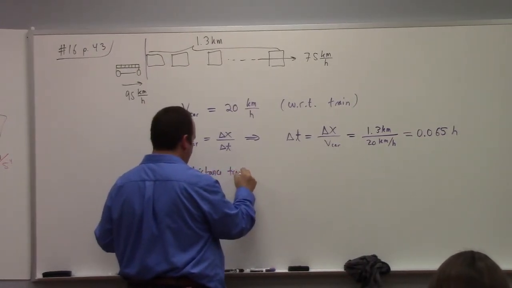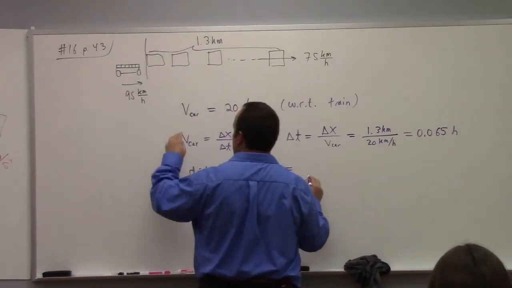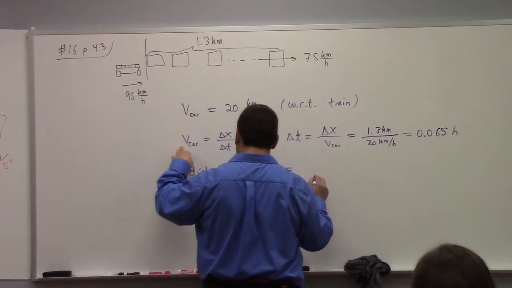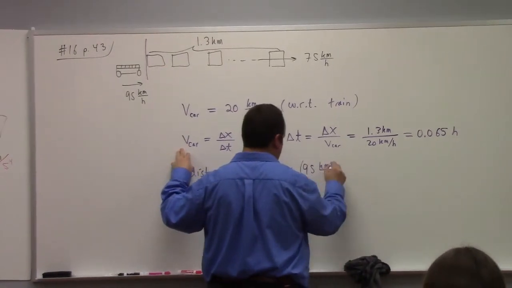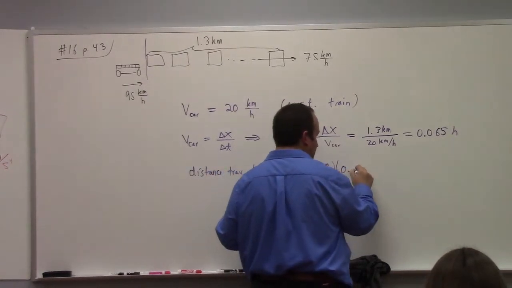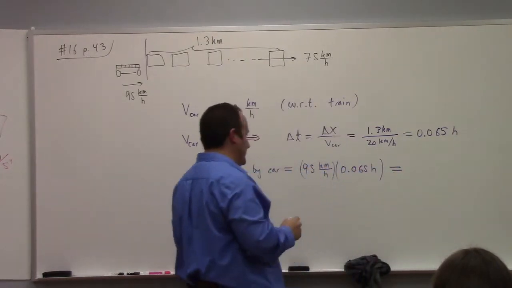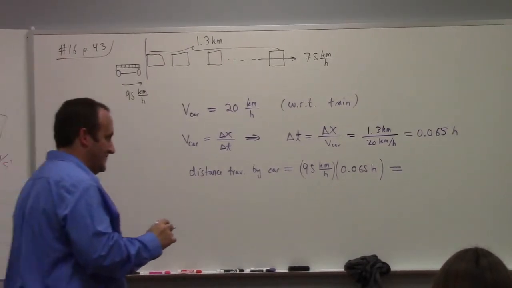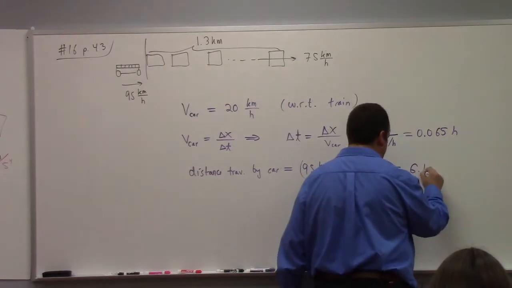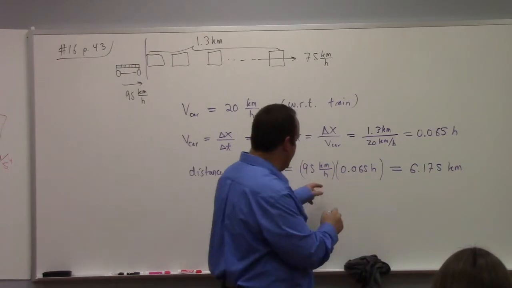traveled by the car, we're going to do, let's see here, 95 kilometers per hour times the time, which we just figured out is 0.065 hours. Whatever that works out to. All right. 6.175? All right. Kilometers. See, because the hours cancel this time, right?